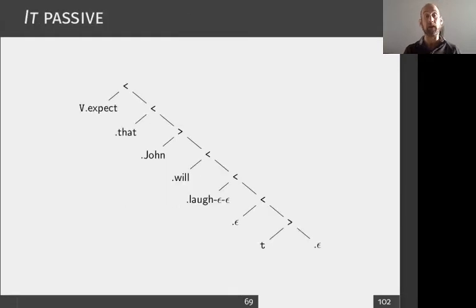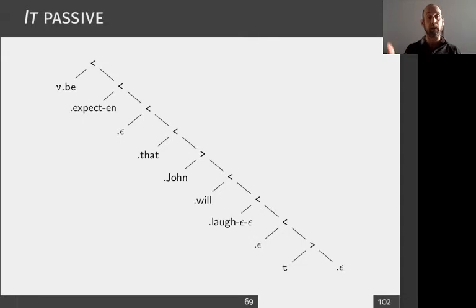So let's derive it is expected that John will laugh. So we have expect, and it combines with a clause. Since we don't make a category distinction between finite and non-finite clauses in our lexicon yet, expect, which wants a clause, can combine either with a non-finite or with a finite clause. Here it's combining with a finite clause, that John will laugh.